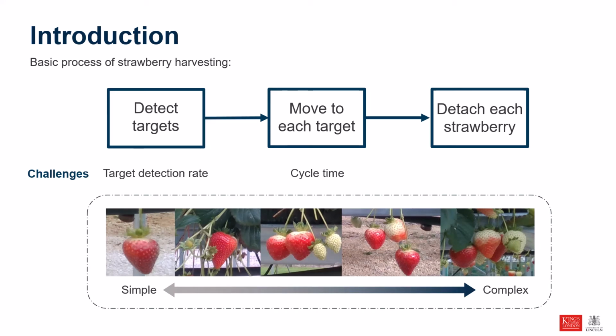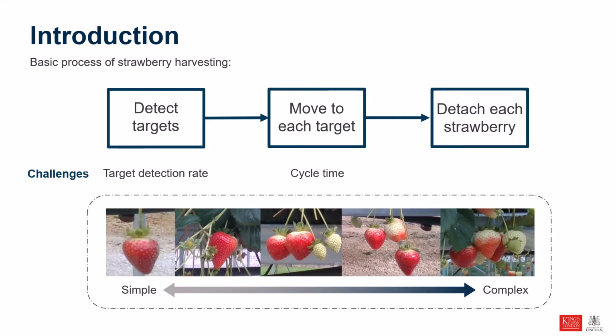The basic process of fruit harvesting could include tasks such as identifying mature strawberries ready to pick, controlling the robot arm to approach the target, and removing the fruit from the plant. So far, the major bottlenecks in current strawberry harvesting robots are single image detection rates and harvesting cycle times, especially in complex cases.